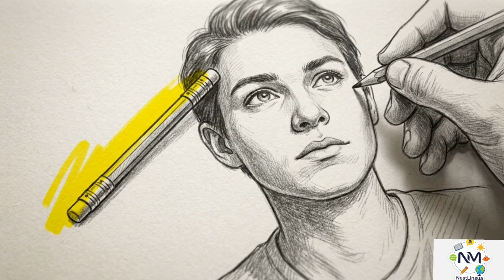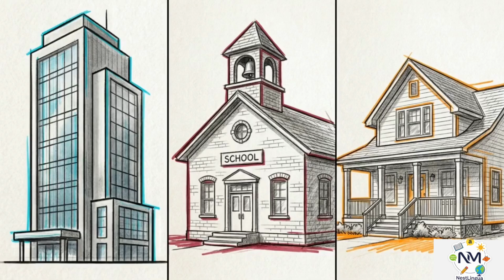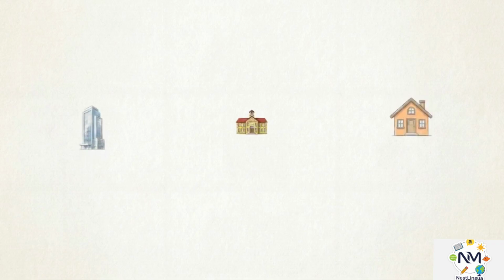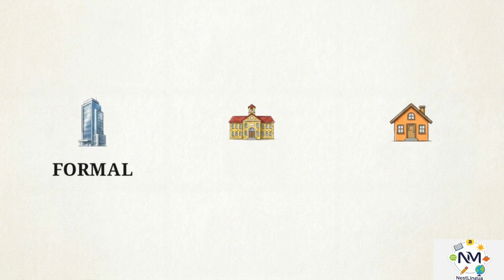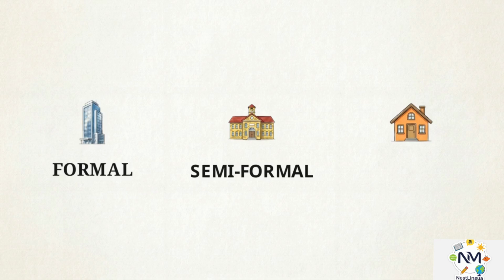To permanently lock these rules into your head, we can tie each language style to a physical location. Where you are dictates how you speak. Look at these 3 icons. Formal language is your tall office building, serious and professional. Semi-formal is your schoolhouse, polite to adults but still comfortable. And informal is your home, totally relaxed with family and friends.